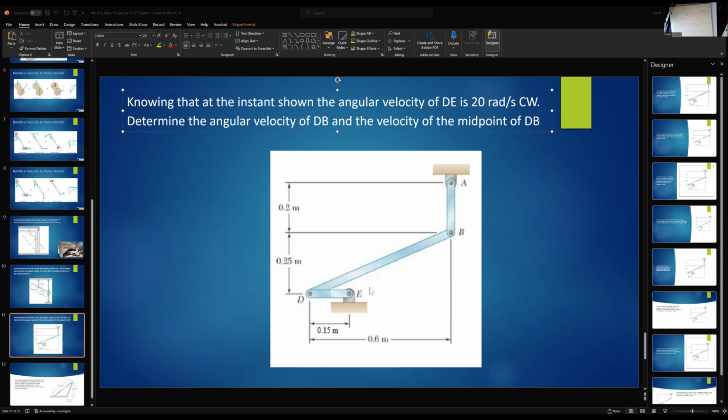Now, one thing you may have noticed already is that if E is fixed, we can quickly determine the velocity of D, because the velocity of D equals the velocity of E plus D relative to E. If E is 0, then D and D relative to E have to be exactly the same. So the velocity of D is going to point straight up, and it's just omega times that distance, 0.15.